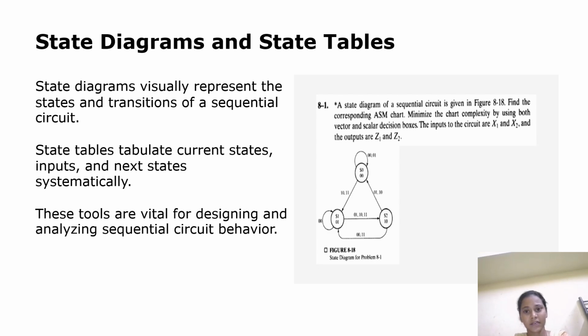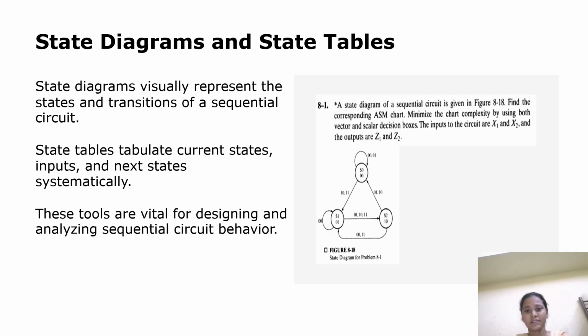State diagrams and state tables. State diagrams represent the states and transitions of sequential circuits. State tables tabulate current states, inputs, and next states systematically. These tools are vital for designing and analyzing circuit behavior.